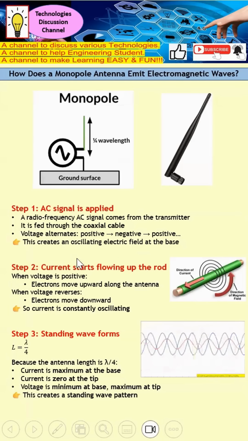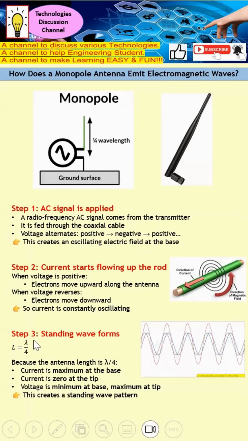Next, step number 2, current starts to flow up and down the rod. You can imagine the current flowing up and down the rod. We have learned this from our textbook. When current flows, a magnetic field will be generated. So this is step number 2.